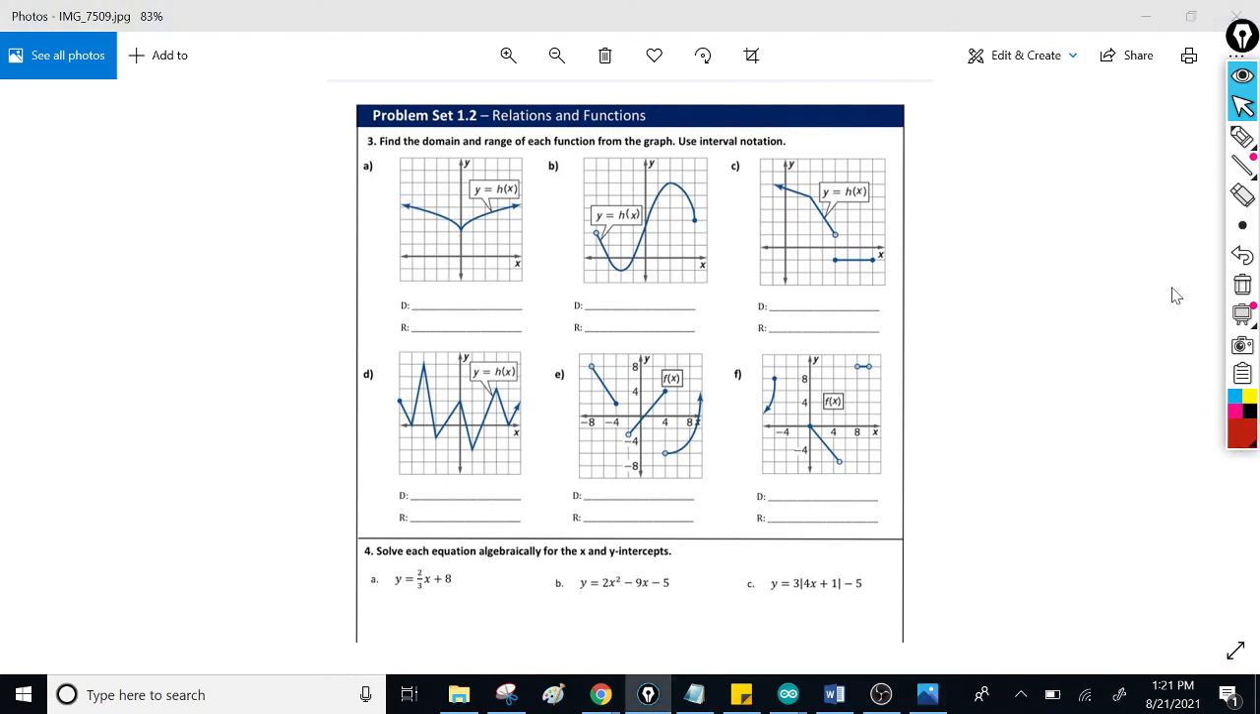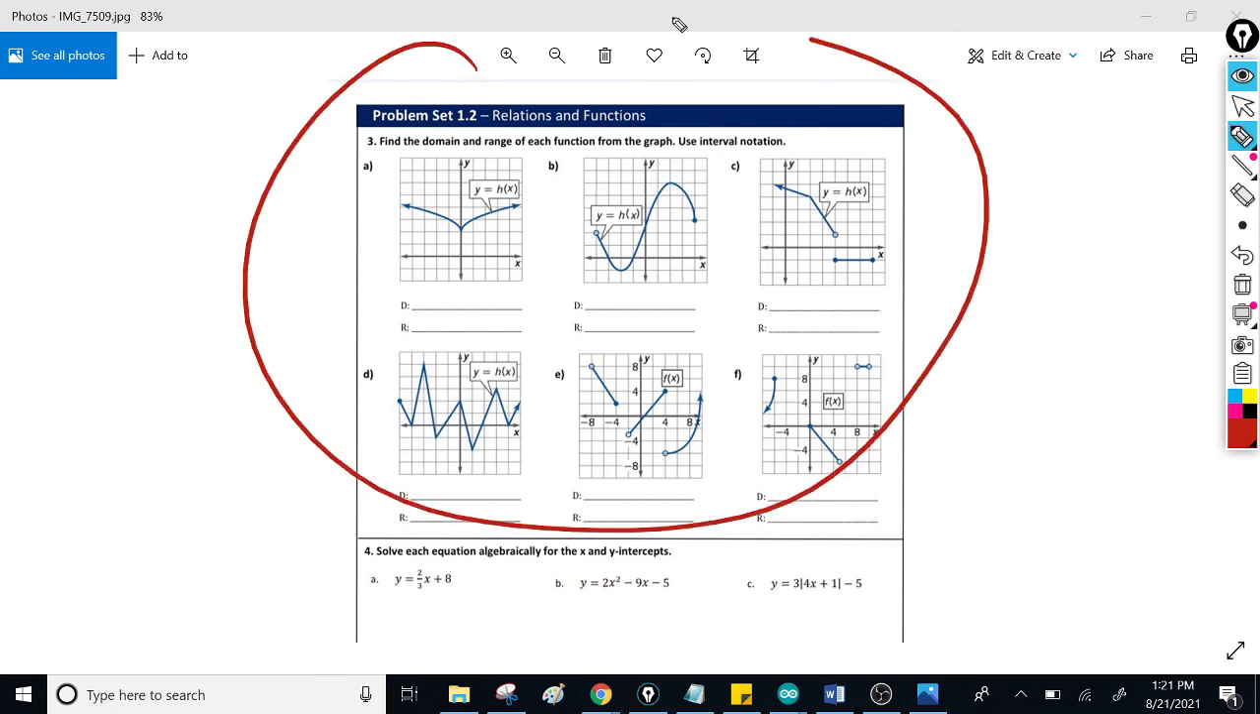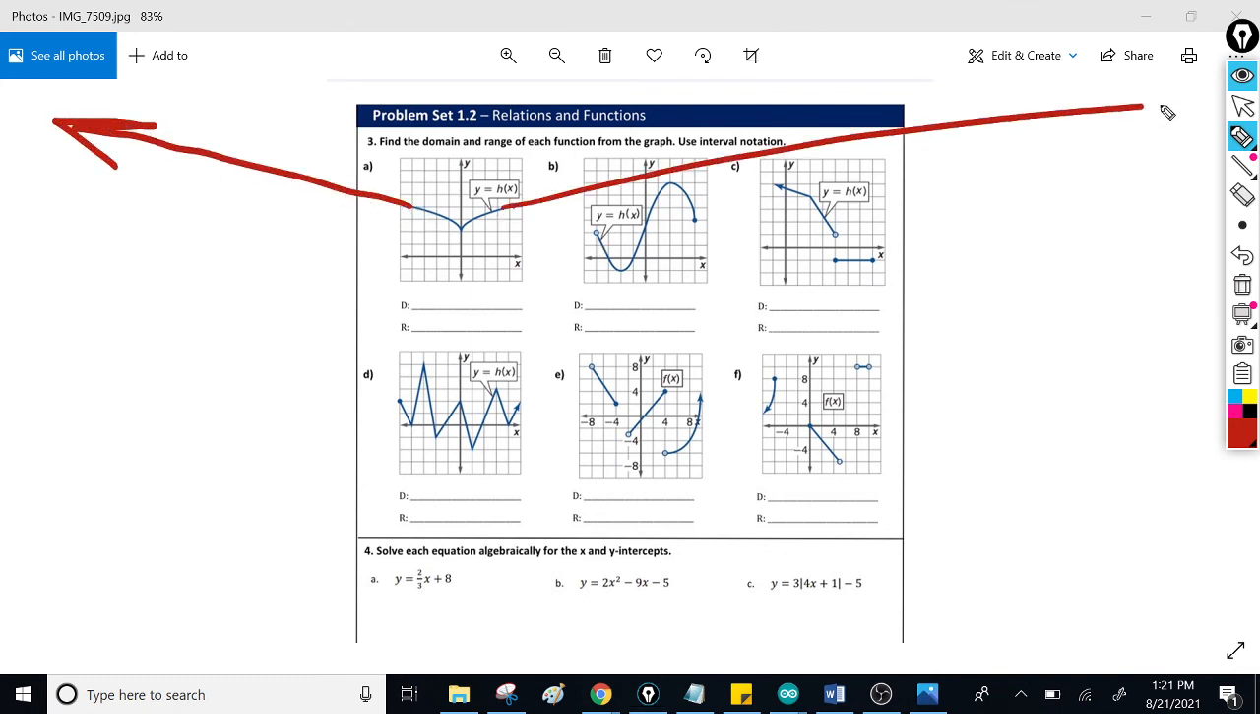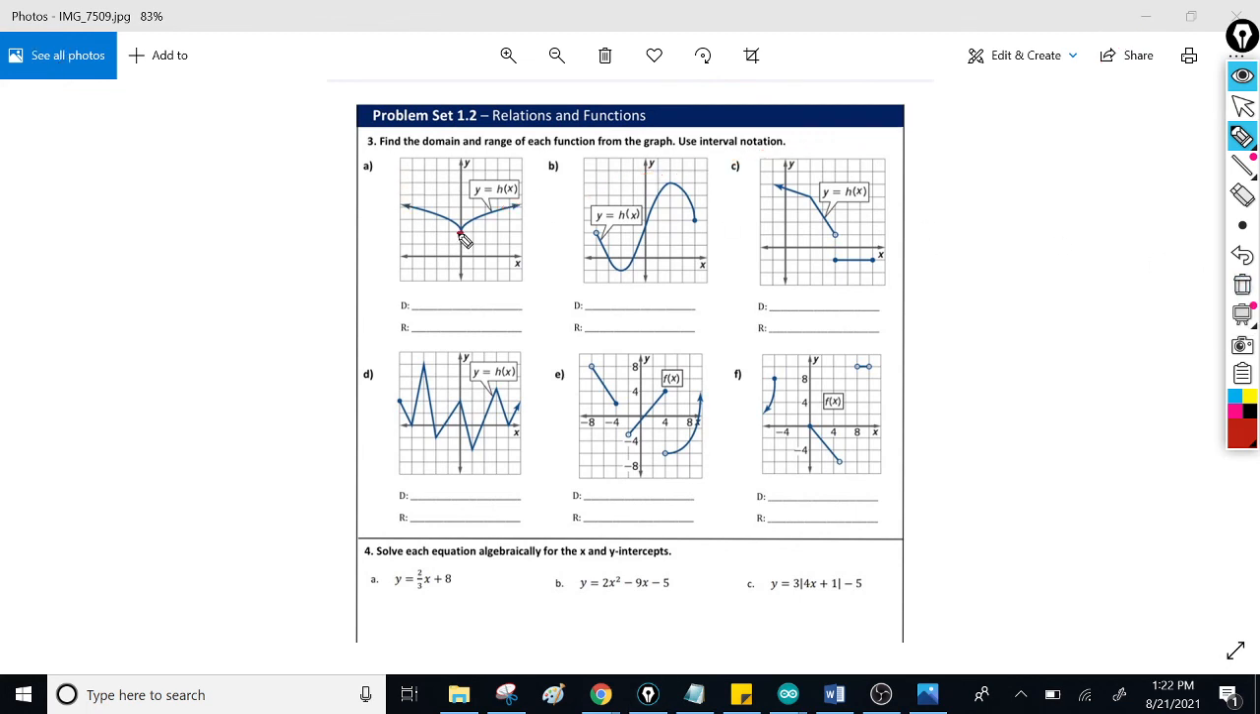All right, so for these relations and functions, look at the furthest left and right. For this one, use your imagination, extend the line. How far left does it go, and how far right does it go? And then also, how low does it go, and how high does it go? All right, so think about it.